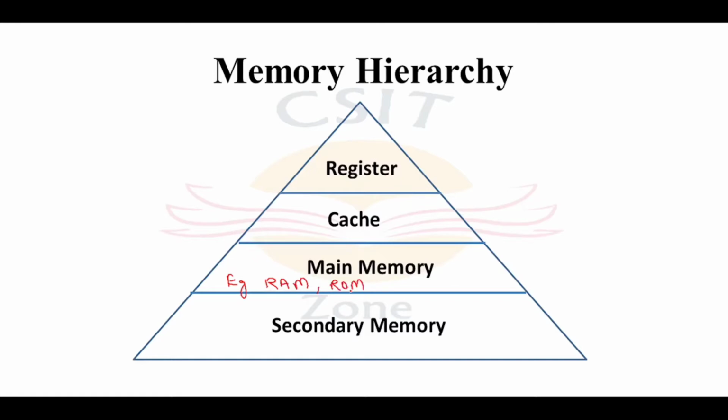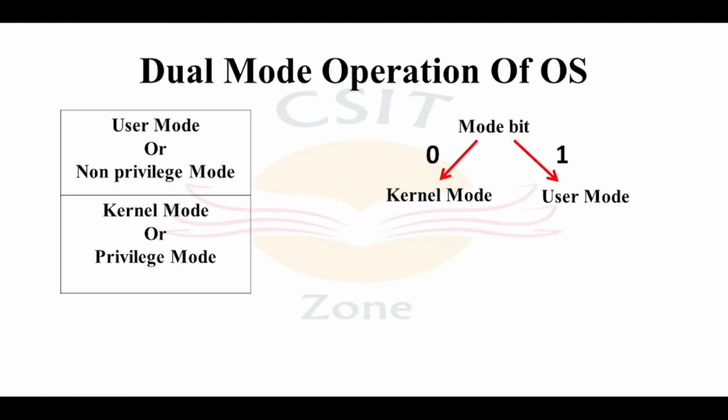Now at the last position, the greatest memory in the computer is secondary memory. It is the computer's memory that is non-volatile, persistent, and not immediately accessible by the computer or processor. Examples of this memory are your hard disks, CD, DVD, etc.